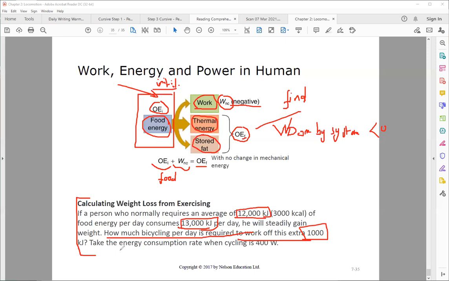And for this, we want you to take the energy consumption rate when cycling here is 400 watts. So what does that mean? The consumption rate, if you remember, is given in watts, 400 watts.